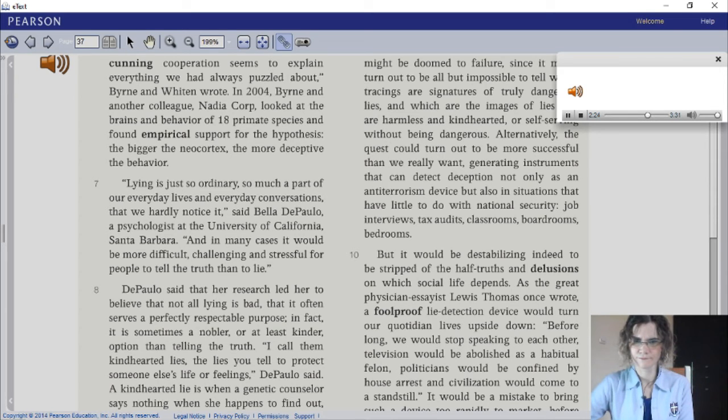But it would be destabilizing indeed to be stripped of the half-truths and delusions on which social life depends. As the great physician essayist Lewis Thomas once wrote, a foolproof lie detection device would turn our quotidian lives upside down. Before long, we would stop speaking to each other. Television would be abolished as a habitual felon. Politicians would be confined by house arrest, and civilization would come to a standstill.